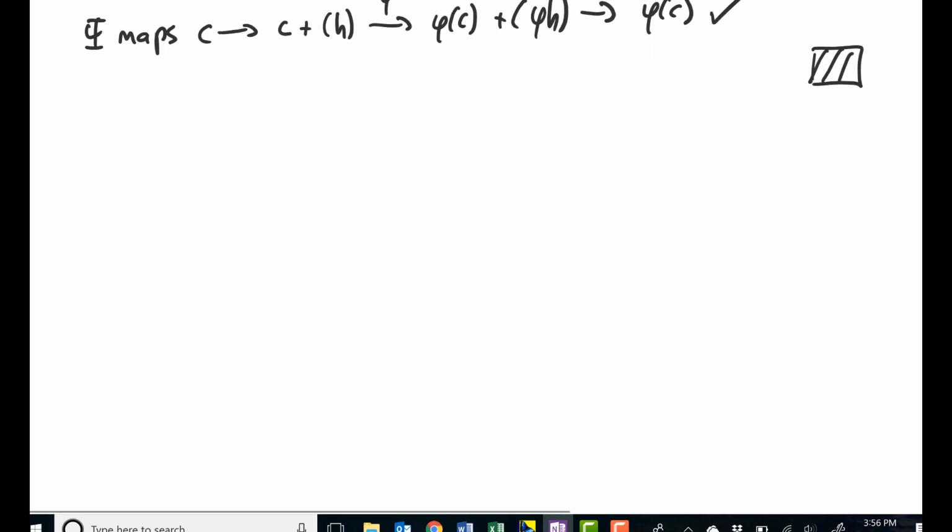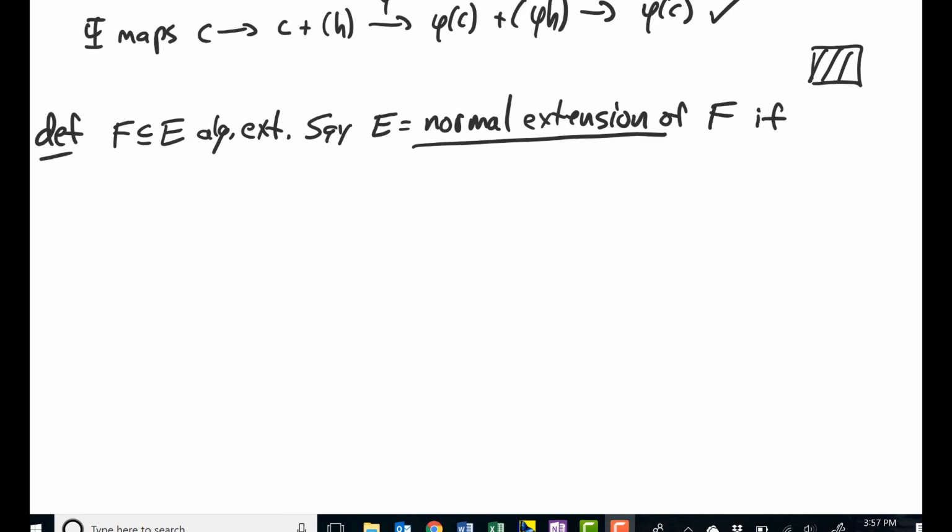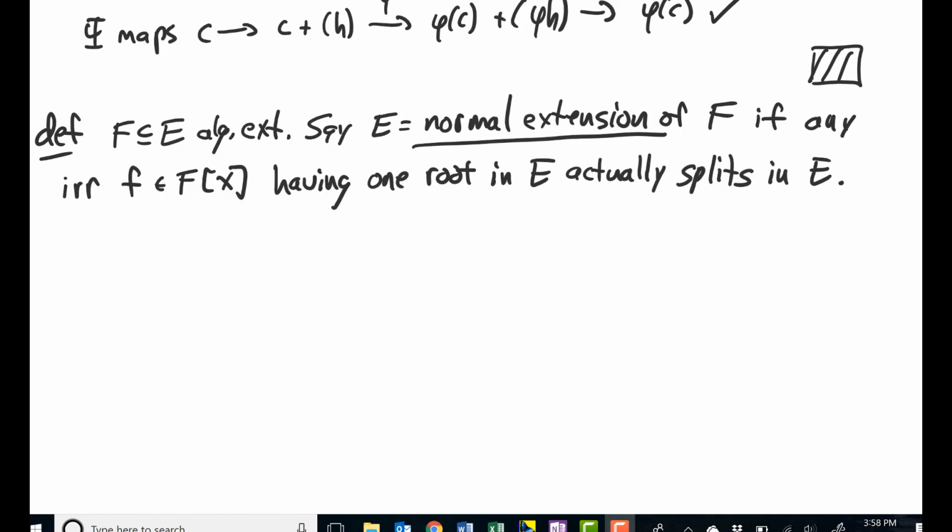For now, let's turn to a final piece of the puzzle we need for the next section, and that'll be normality. So here's the definition. Let's start with F contained in E, an algebraic field extension. We're going to call E a normal extension of F if any irreducible polynomial f of x that has one root in E actually splits in E. So if you're irreducible and you've got one root there, all of them are there. That's what a normal extension is.